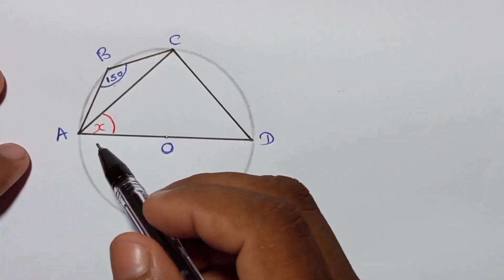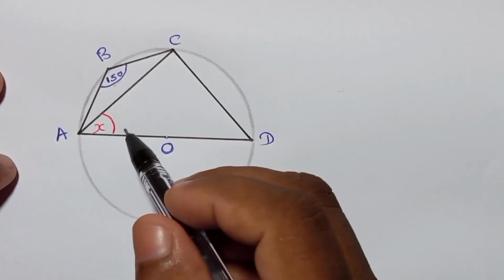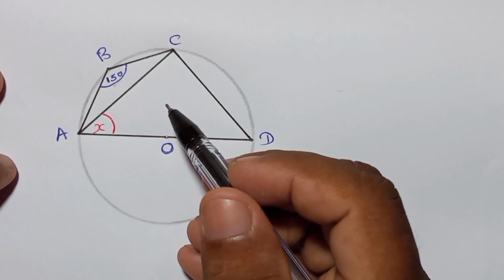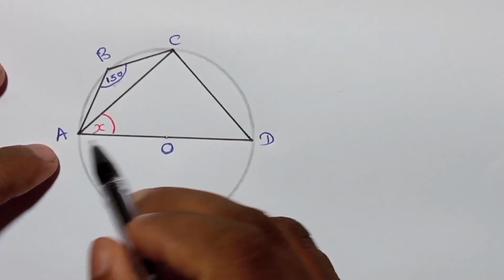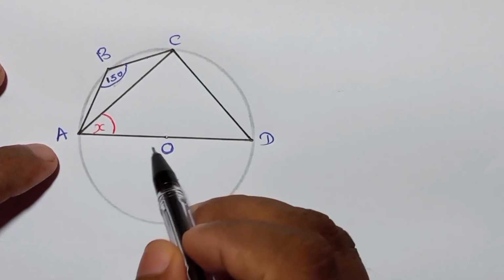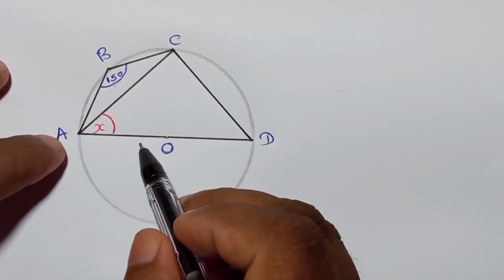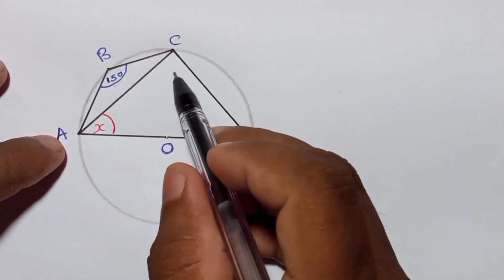Here, we need to get the value of x. First, let's mark the other angles which we know, right? Here they tell us AOD is a straight line and O is the center. So that's why this angle must be 90 degrees.